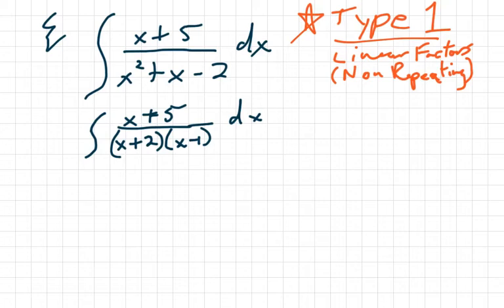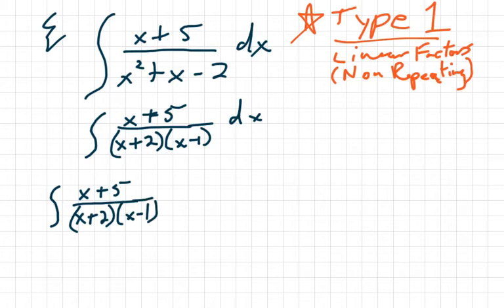So here it is. Now how we do this is we split this guy up. This is just a technique. This is something that you have to either memorize or remember how to do, but once you do it, it's pretty straightforward. In non-repeating linear factors, this is how you set it up. You're going to set up the integral of x plus 5 over x plus 2, x minus 1, and you're going to set that equal to 2 separate fractions, or 3 if there were 3 non-repeating linear factors, or 4 or 5, whatever it is.